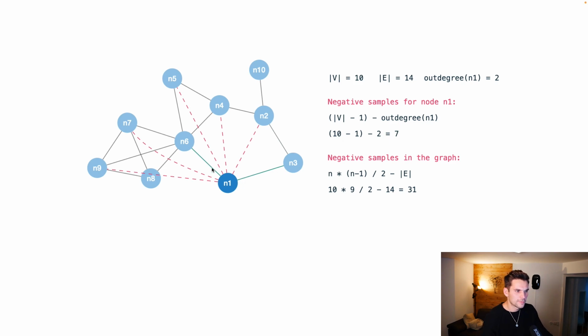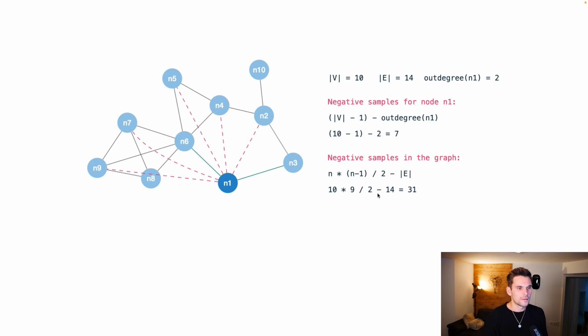And it has 2 links to 2 other nodes, so which would be 2. So we would end up with 7 negative samples for node N1. And if we consider the entire graph, we would have the combinations of all possible edges, which would be 9 times 10 divided by 2.